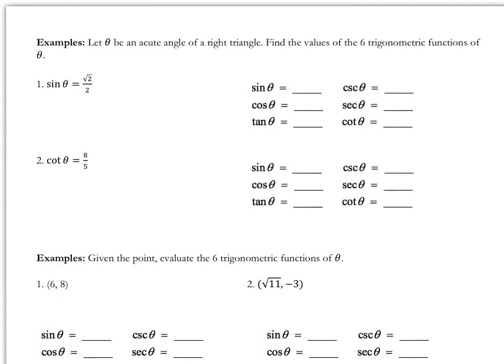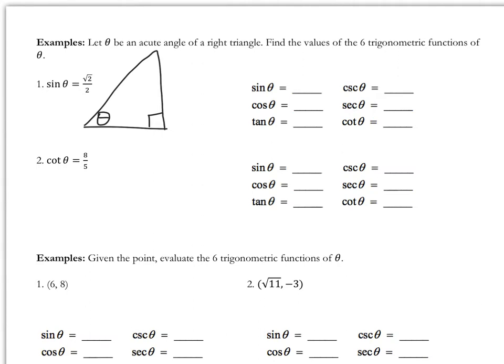If we look at this one, it says, let theta be an acute angle of a right triangle. Find the values of the 6 trigonometric functions of theta. So I'm given sine equals square root of 2 over 2. So I have to draw a picture, and I need to put theta somewhere. I can either put theta here, or I can put theta here. It really doesn't matter where you put theta, so I'm going to put it here. No matter where you put theta, you're going to get the same answer.